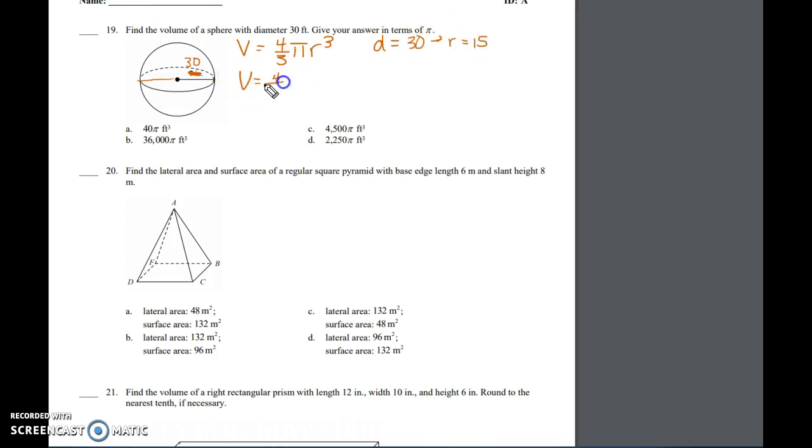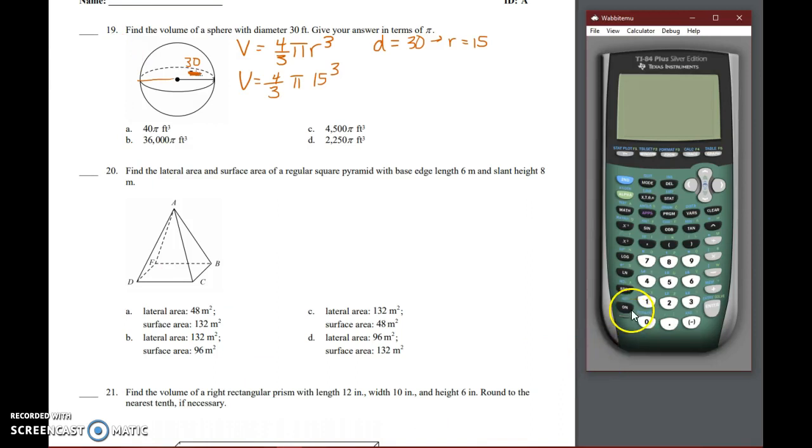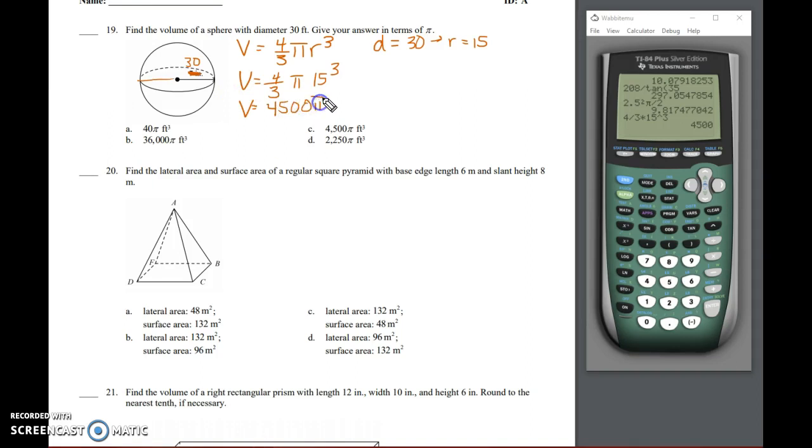So volume is going to equal 4/3 pi times 15 to the 3rd power. When I put that in my calculator, let me pull that up. I'm going to leave out pi, so I'm going to have 4/3 times 15 to the 3rd power, and I get 4,500. So my volume is going to be 4,500, and then in terms of pi means pi is part of my answer. And since it's volume, it is in the 3rd dimension, so feet cubed, and the one that matches is going to be C.